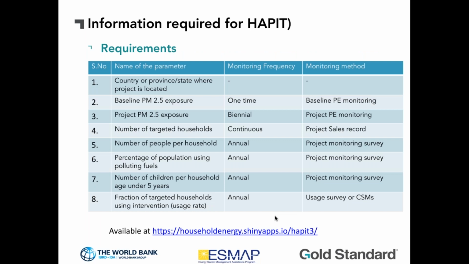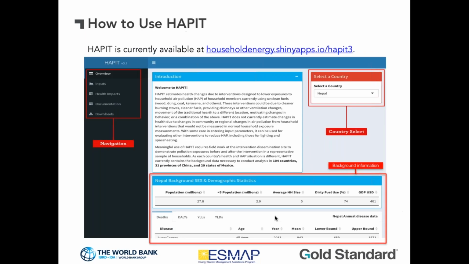So in terms of the information required for HAPIT, these are the different inputs which are required. You can just take a look at this, and over the next few slides I will explain how these are to be inputted in the tool itself. So this is the basic panel of the tool. You can see a web link here, where one can access the latest version of this tool.